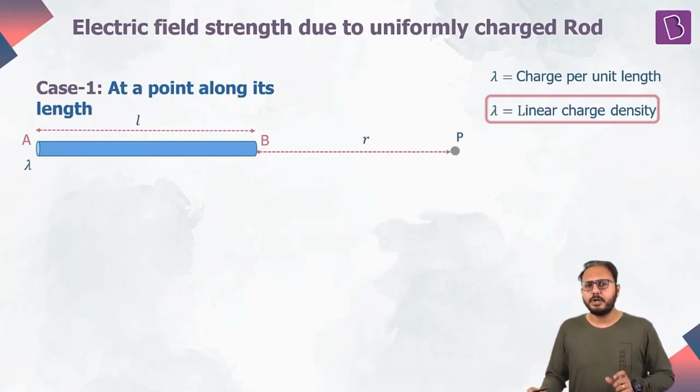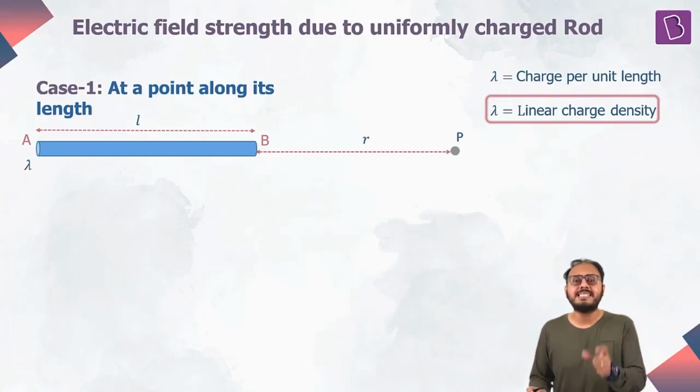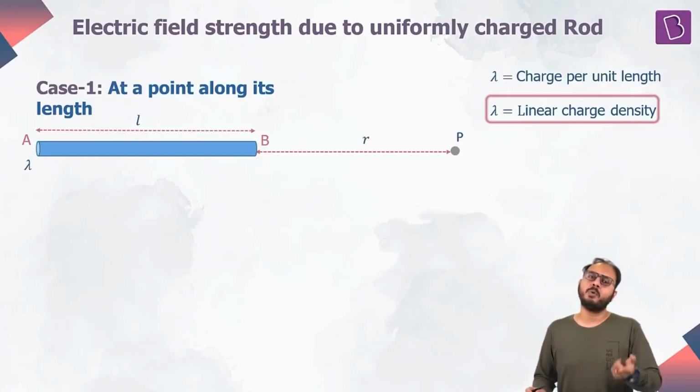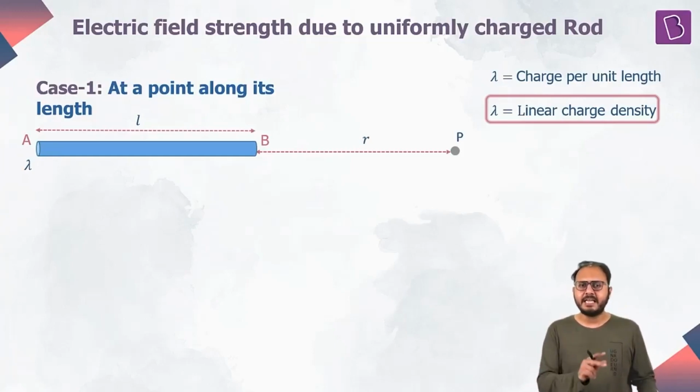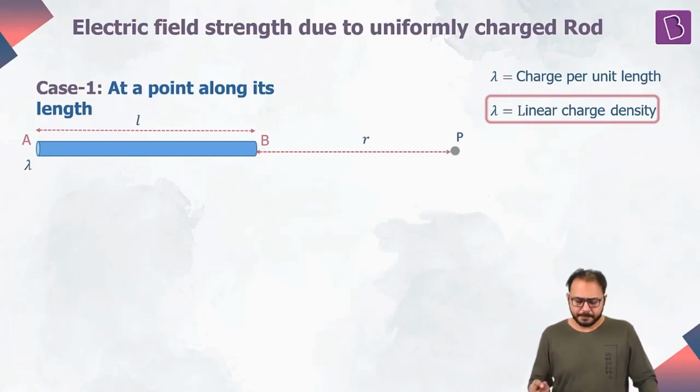The volume charge density is sometimes simply referred to as charge density. So whenever somebody has not used the adjective before the word density, by default, it is volume. Otherwise, the examiner will specifically mention linear or superficial or areal or surface. Got it? So P is the desired point.